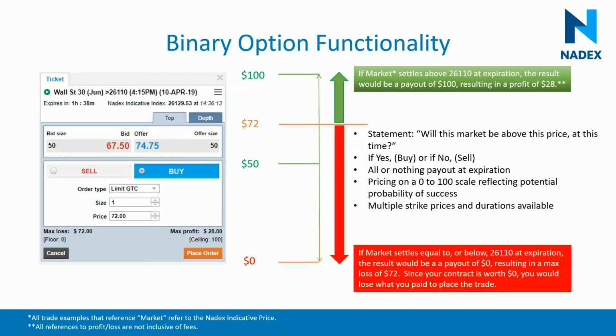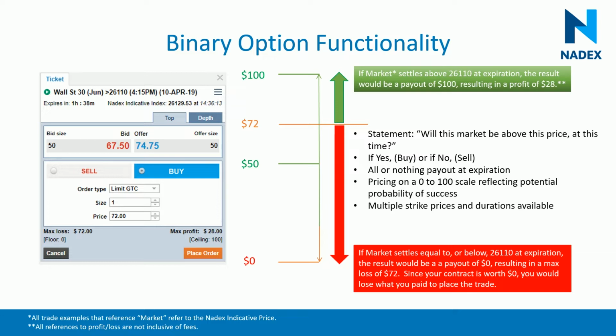If I'm buying at 72, my maximum potential reward, not including fees, is $28, right? 100 minus 72. As a buyer, it's 100 minus wherever I buy. That is my maximum potential profit. A handy thing also, if you notice at the bottom of the order ticket, on all Nadex contracts, it will always tell you what your maximum loss is, as well as your maximum profit.